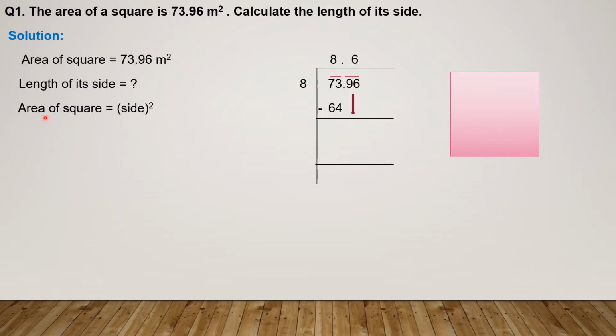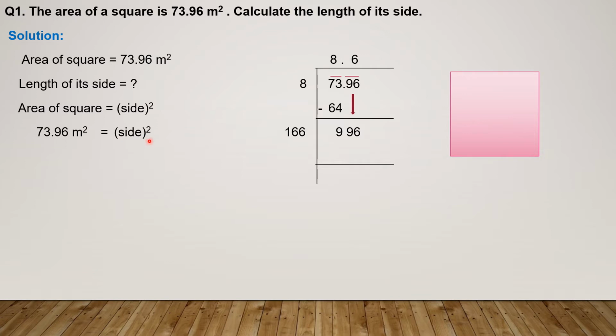Now in this equation we will simply put the values that are given. Instead of area of square we will write 73.96 meter square, and side square will come as it is, as there is no value of side and we have to find the value of side. Now here we have square, here we also have square. We need to find out simply the value of side. We don't need this square.